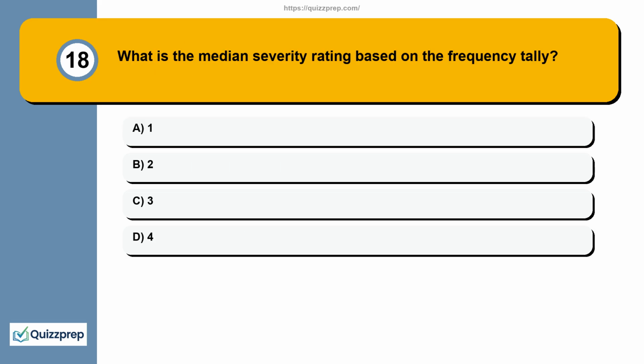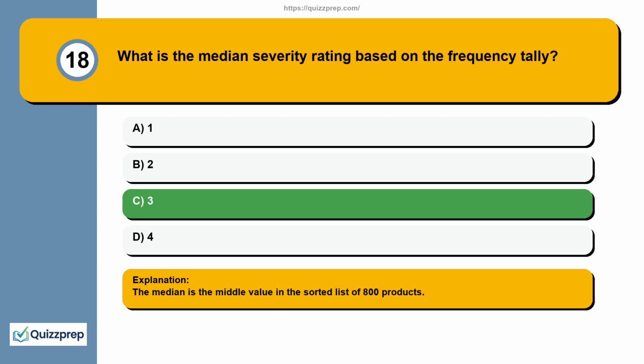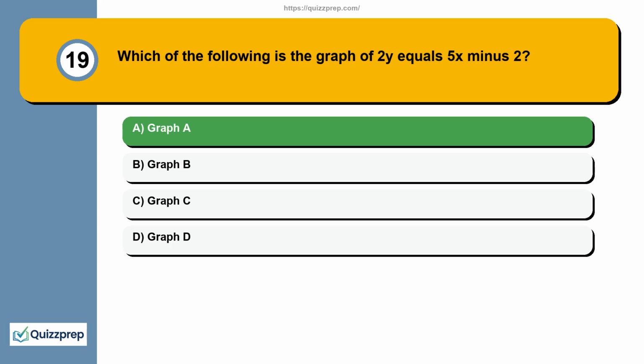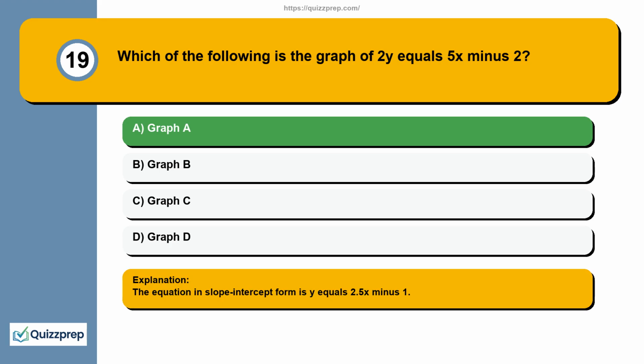Question 18. What is the median severity rating based on the frequency tally? 1, 2, 3, 4. The median is the middle value in the sorted list of 800 products. Question 19. Which of the following is the graph of 2y equals 5x minus 2? Graph A, Graph B, Graph C, Graph D. The equation in slope-intercept form is y equals 2.5x minus 1.